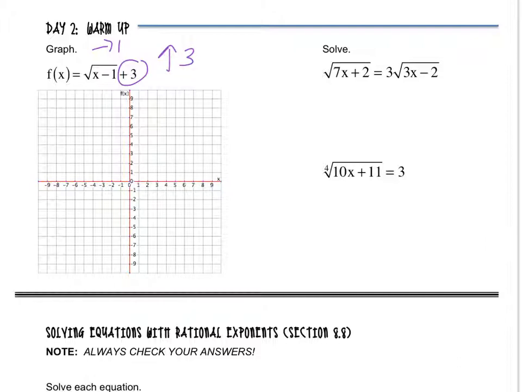So from the parent function, which is right here and it goes up like that, so I start at 0, I'm going to go up 1, 2, 3, and I'm going to go over 1. So I'm going to plot a point at 3, 1.